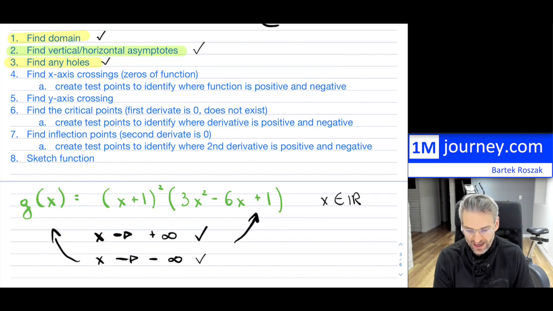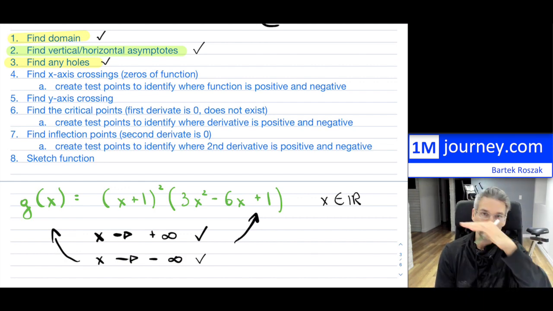Number 4, find x-axis crossings, so the zeros of the function. Now, this could be crossings or it could be touching along the x-axis.